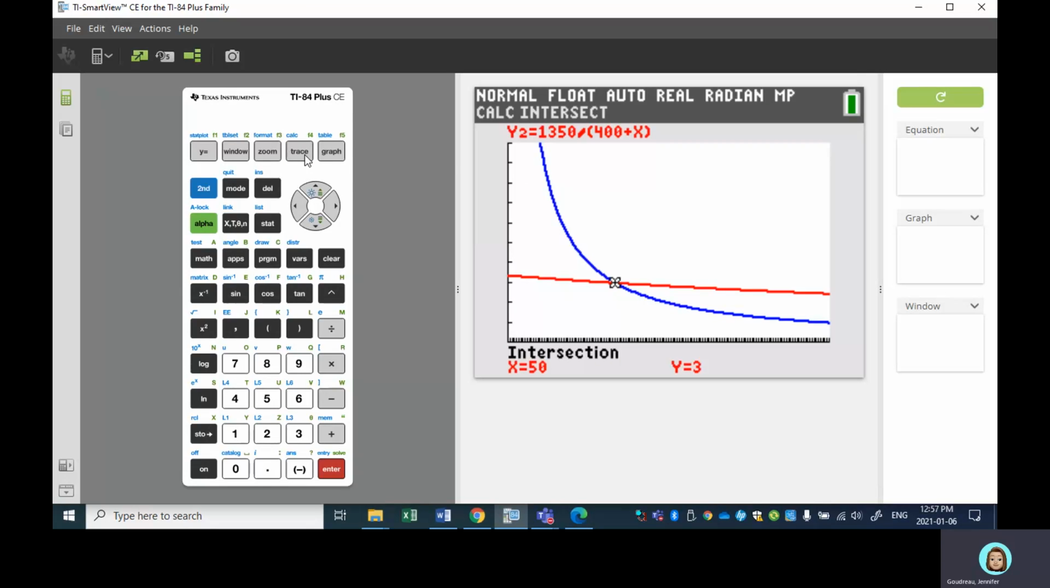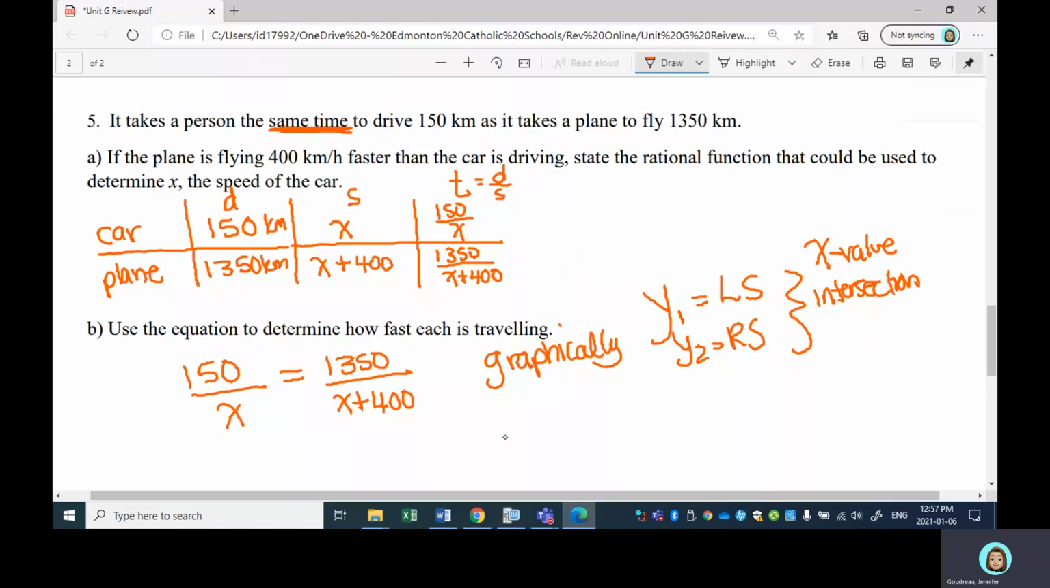So I'm going to hit shift and then my trace to get to the intersection, enter, enter, enter, and we can see our intersection point happens at x equals 50. So that would be our solution, x equals 50. So in the context of the problem, this represents the speed of the car. So 50 kilometers per hour is the speed of the car. And if we wanted to know the speed of the plane, it would be 400 plus 50, which is 450 kilometers per hour.